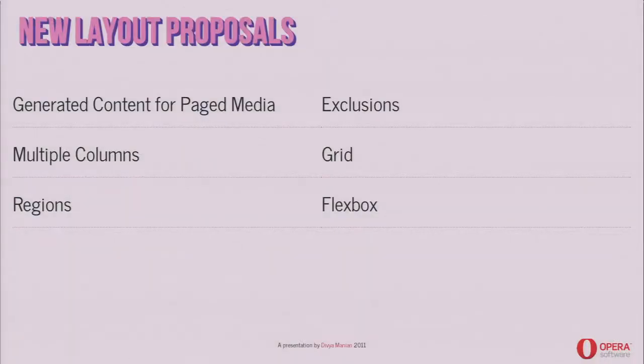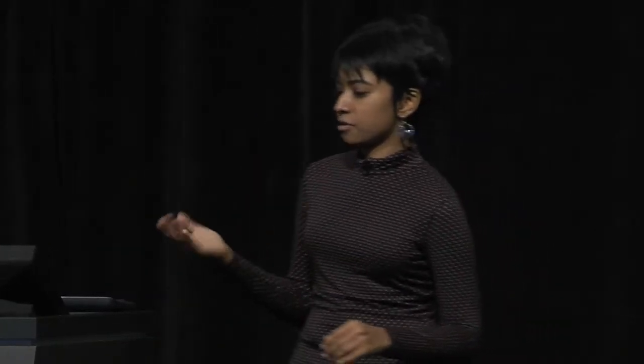So the first one being the generated content for paged media, then multiple columns, which is almost available in all browsers today, then regions, exclusions, grid, and flexbox. So most of these are only available in some sort of snapshot builds or lab builds or preview builds and not in stable browsers, except for multiple columns. So it's something that you can look forward to and experiment with, but not something that you can apply right now. So the first thing I'd like to talk about is the generated content for paged media.